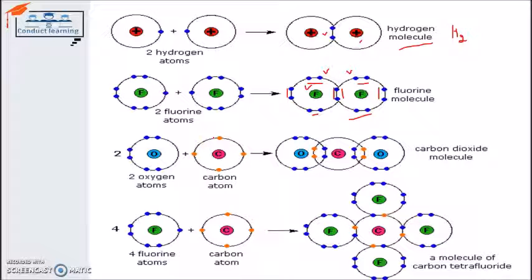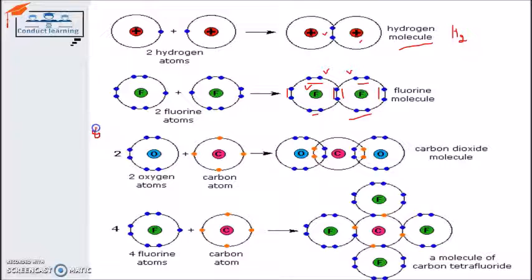Now we switch toward atoms of different elements, because in the previous cases both atoms were from the same element. Both atoms were from hydrogen, both atoms were from fluorine. Now we have two atoms from different elements. One atom is oxygen, another atom is carbon. First of all we have to know the electron configuration or atomic number of oxygen. Oxygen has atomic number 8.